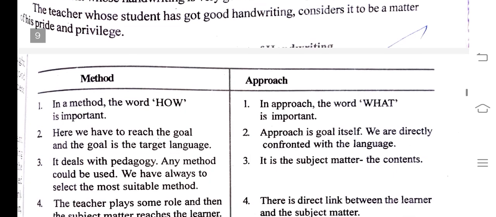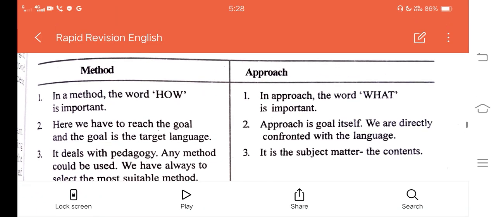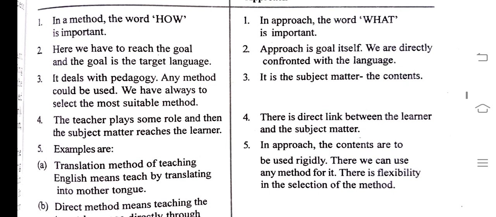Next question comes: methods and approach. Difference between method and approach. In a method, the word how is important. In approach, the word what is important.